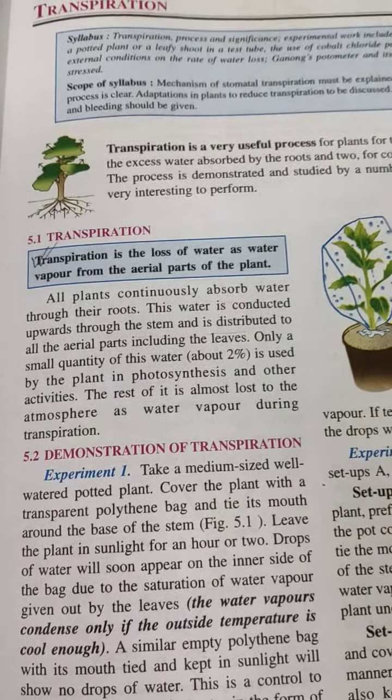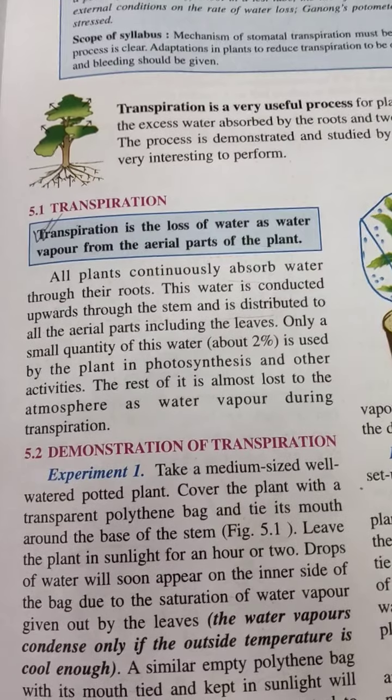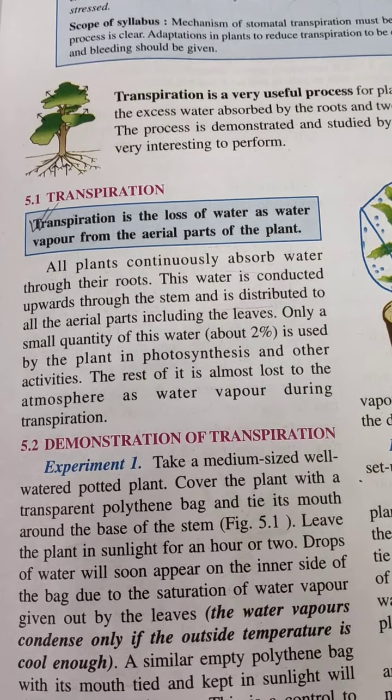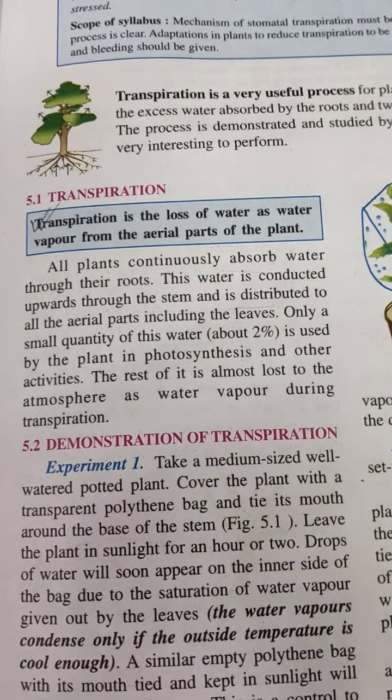Now, all plants continuously absorb water through their roots. This water is conducted upwards through the stem and is distributed to all the aerial parts, including the leaves. Only a small quantity of this water is used by the plant in photosynthesis and other activities. The rest of it is almost lost to the atmosphere as water vapor during transpiration.